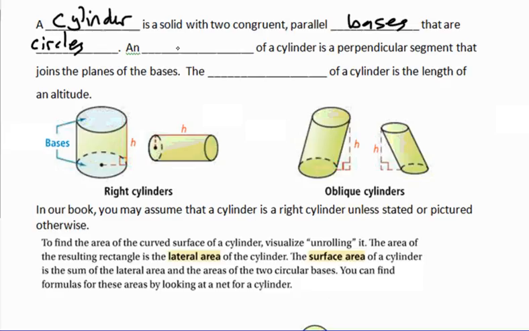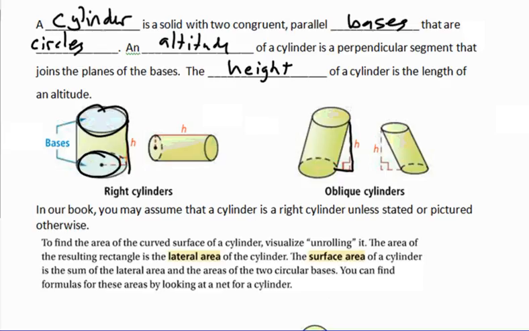An altitude of a cylinder is a perpendicular line that joins the bases. So an altitude is the same thing as the height. The height is the length of that altitude. So the height is right here. It's the height of that base. If it's an oblique one, it would be this perpendicular line to that. All right? And the bases are the circles. So those are the parallel ones.